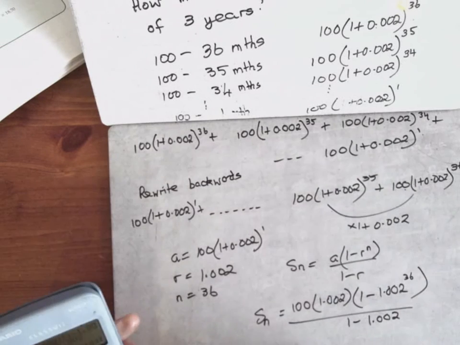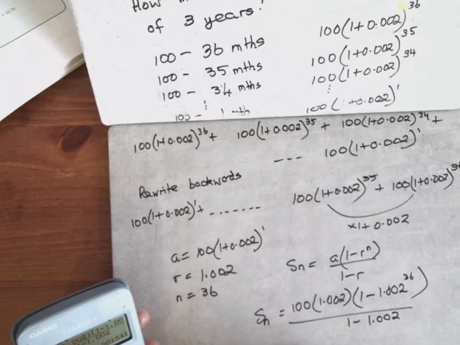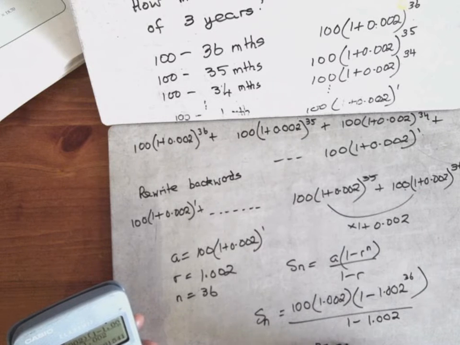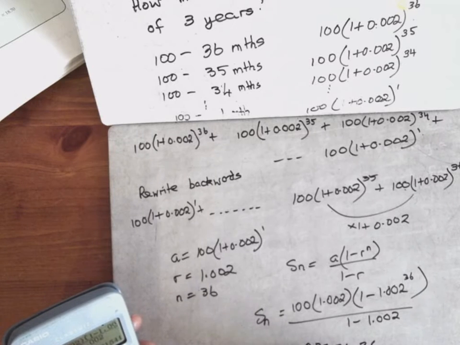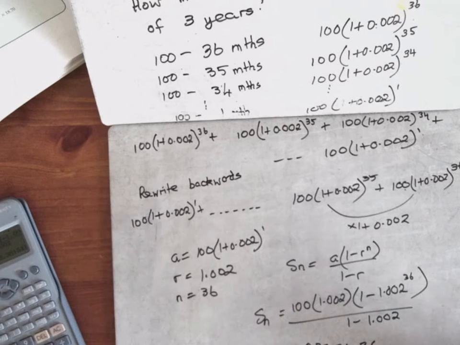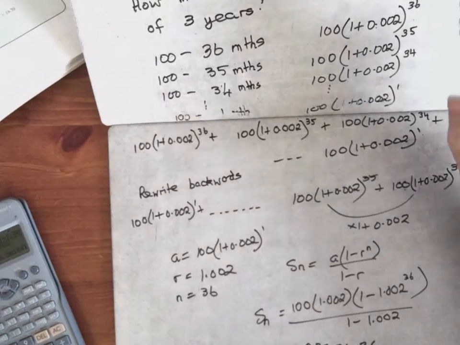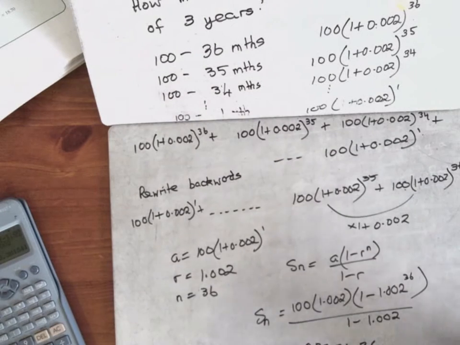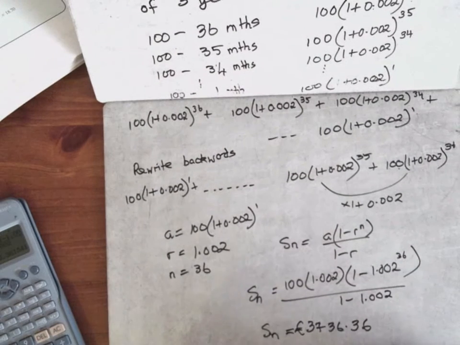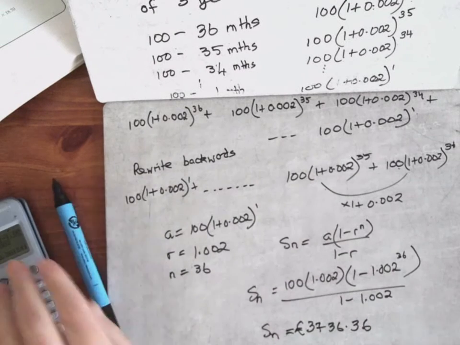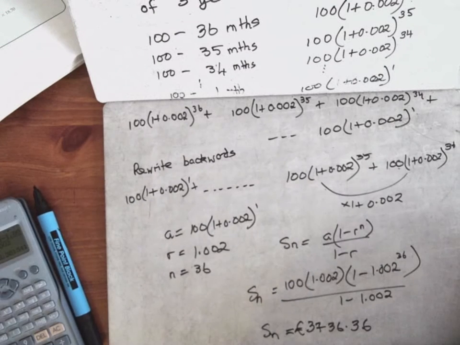Right, I'm making that out to be €3,736.36. So that's how much you have here in your account right now. So if you put in €100 a month at an interest rate of 0.2% for 3 years, that's how much you'll end up in your account. Sorry. Are we okay? I'll do another one of those now because I presume you're confused as hell.